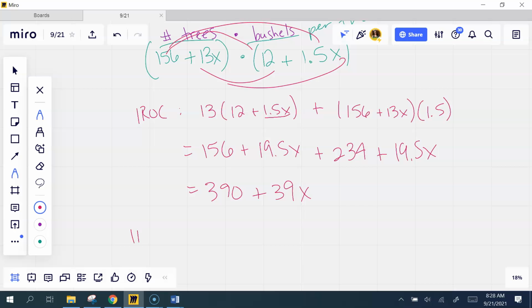I want IROC. So then your answer is 390. 390. Now remember, units are very important. What is this? 390.